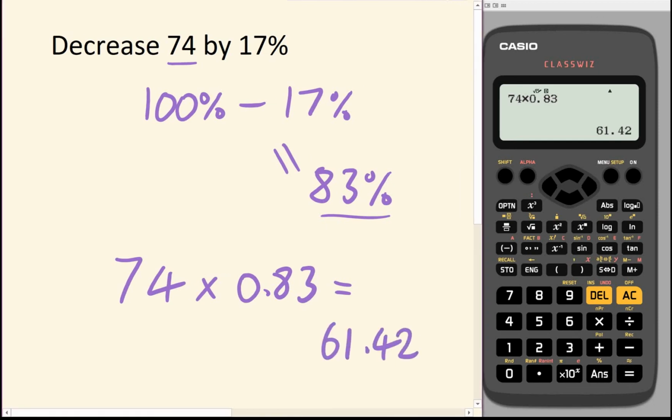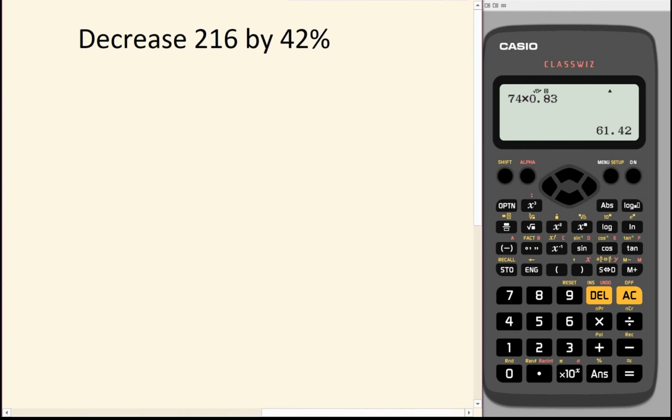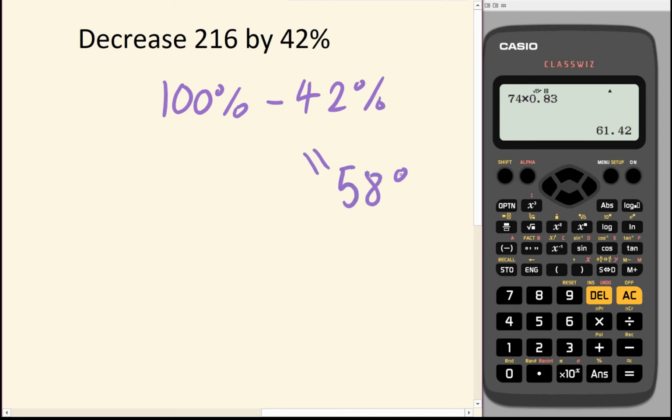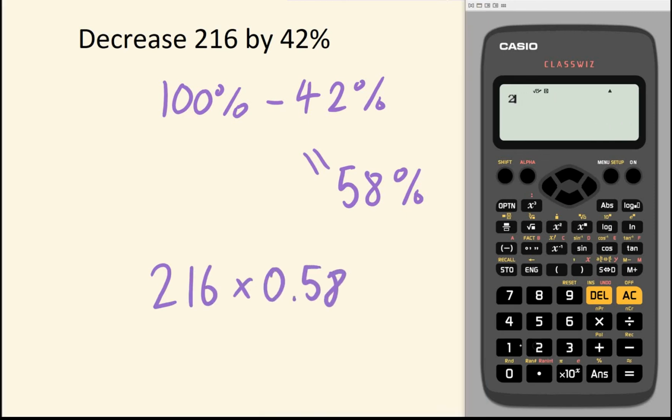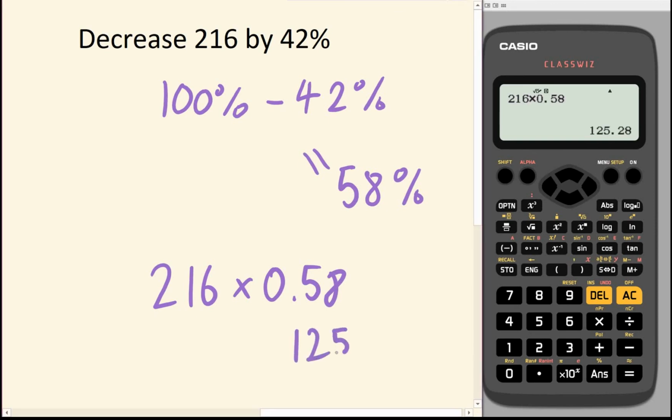Okay, just one more like that because it's slightly harder. Whenever it's a decrease, you're going to start with 100% and take off the amount you're decreasing by, because we're losing that many percent from the full value, which is always 100%. So in this case, knocking off 42%, I am left with 58%. And then I'm going to do 216 times 0.58, which gives me 125.28.